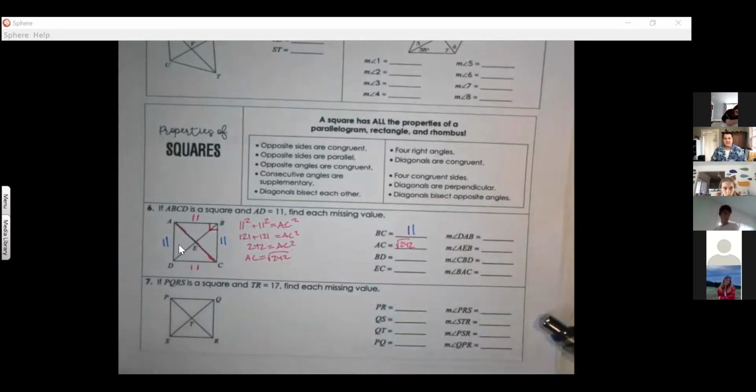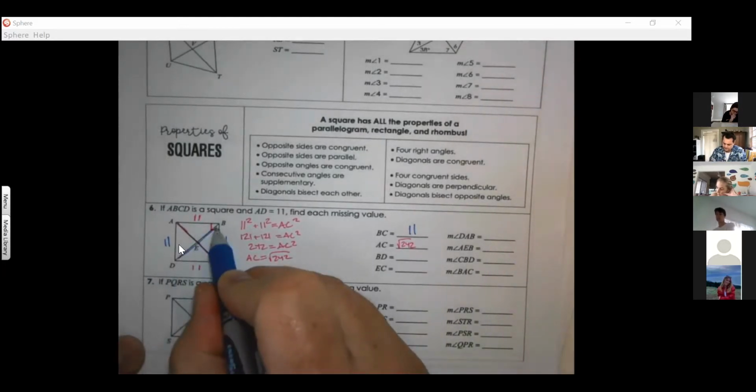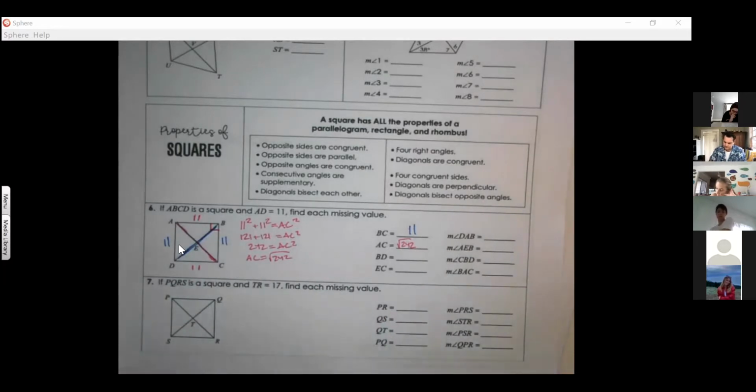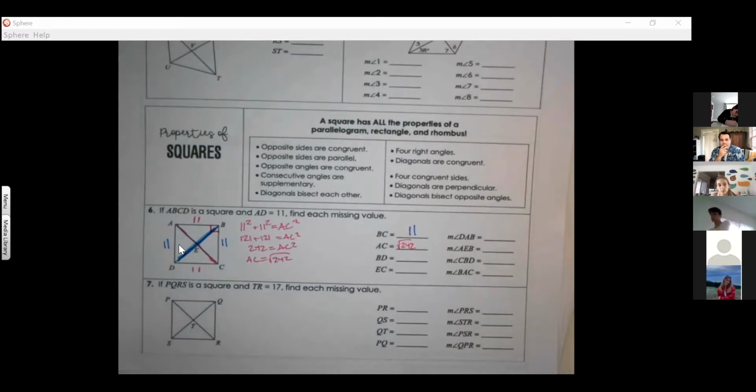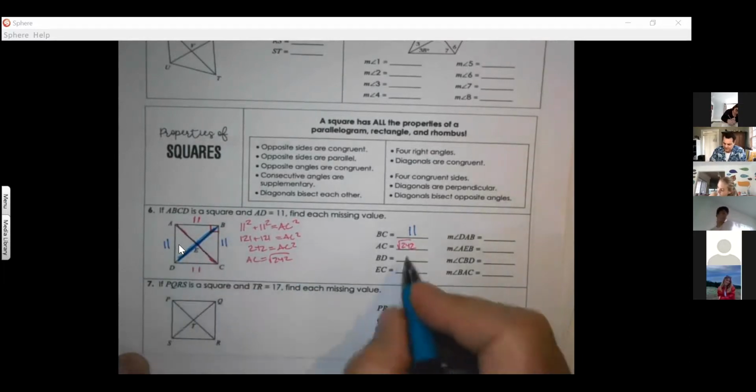And again, there's a way to simplify that and take it down to, what would it be, 16? I guess 4 wouldn't go into that. We'll learn about simplifying those later, so I'd be okay with you just leaving it like that, or a decimal approximation if you wish. What about BD? Square root of 242. Yeah, because diagonals are congruent because a square is a type of rectangle.